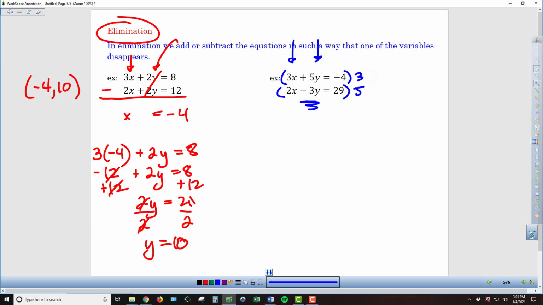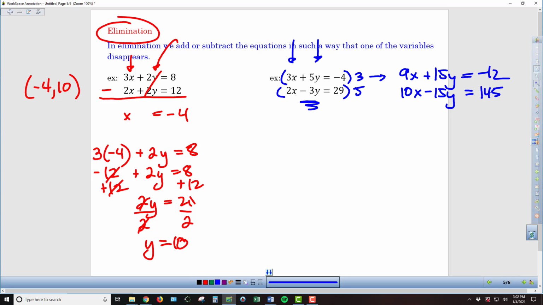So if I do that, that top equation becomes 9x plus 15y equals negative 12. And then the bottom equation, if I multiply everything by 5, is 10x minus 15y equals, and then 5 times 29, well 5 times 30 would be 150, so 5 times 29 is going to be 145.